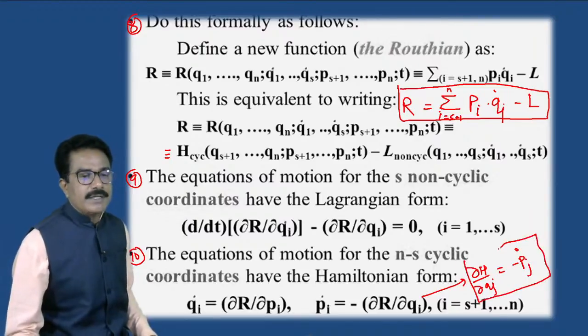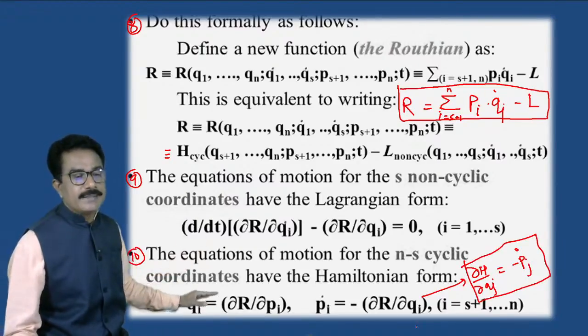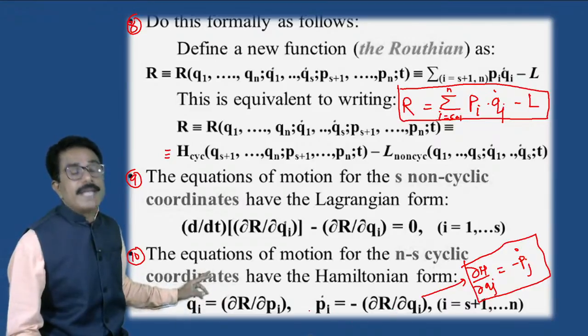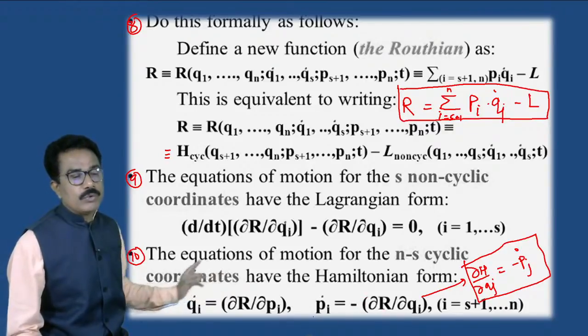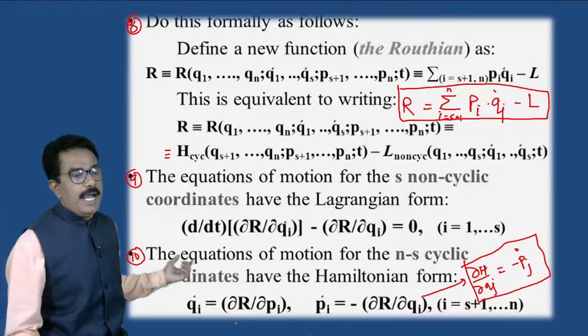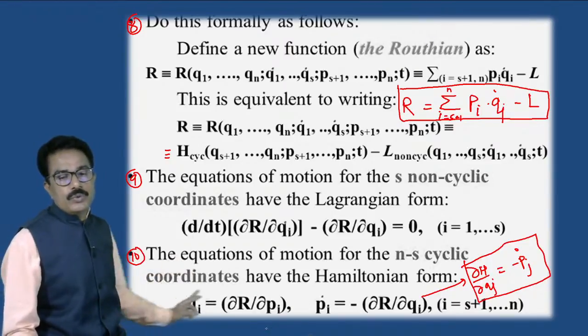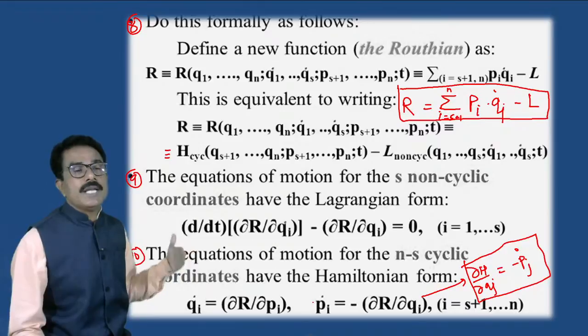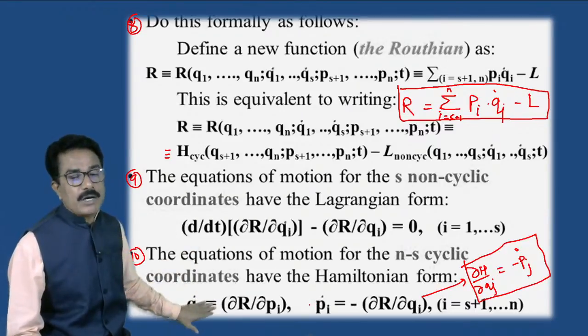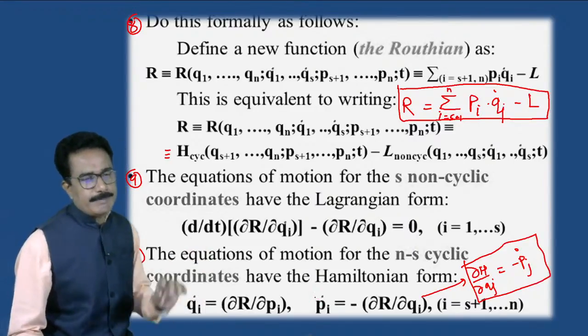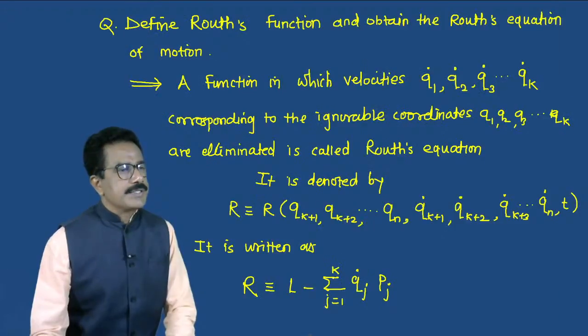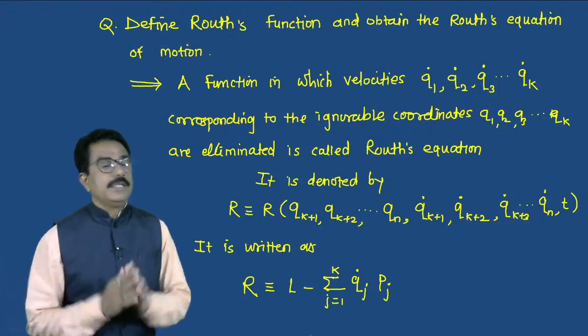This Hamiltonian canonical form we can write here in the form of Routh's equation. So dou R by dou qj equals minus pj dot, and dou R by dou pj equals qj. These two equations are in the Hamiltonian canonical form. We can represent the Routh function in the form of Hamiltonian canonical form in this way. Okay.